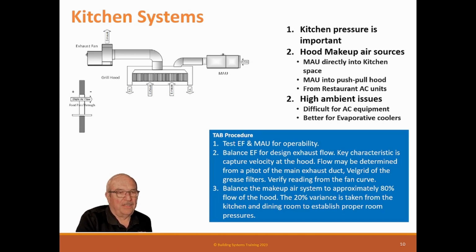So how do you test and balance these? Test the exhaust fan and makeup air unit for operability. Balance the exhaust fan for design exhaust flow. Key characteristic is capture velocity at the hood. Flow may be determined from a pitot of the main duct exhaust, Velgrid of the grease filters, and verify reading from the fan curve. Those are the three things you have to do.